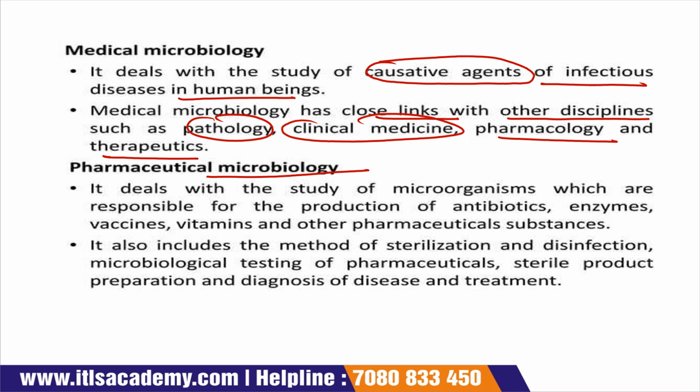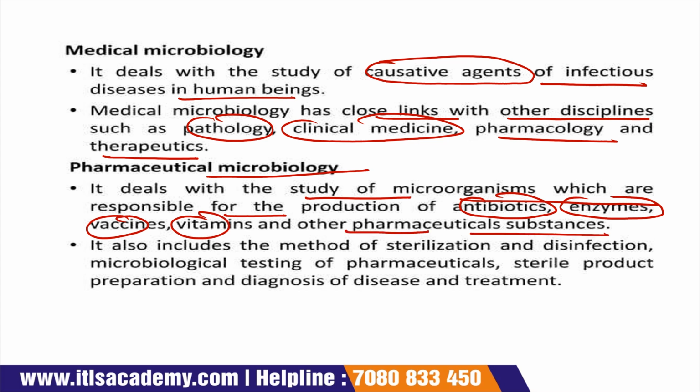The next branch is pharmaceutical microbiology. It deals with the study of the microorganisms which are responsible for the production of antibiotics, enzymes, vaccines, vitamins, and other pharmaceutical substances. So in pharmaceutical microbiology, we study the microorganisms responsible for the production of different antibiotics, enzymes, vaccines, and vitamins, and which are also used in the formation of different pharmaceutical substances.